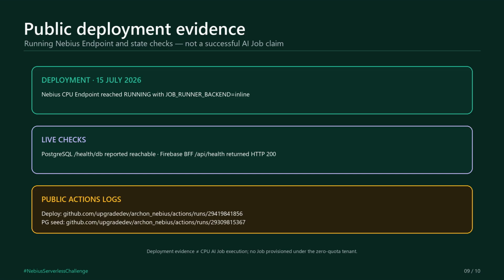A separate public seed run exercises authenticated report serving and triggers the PostgreSQL read model mirror. These logs prove the deployed endpoint and state path. They do not claim that a CPU AI job provisioned; none did under the tenant's 0 jobs quota.